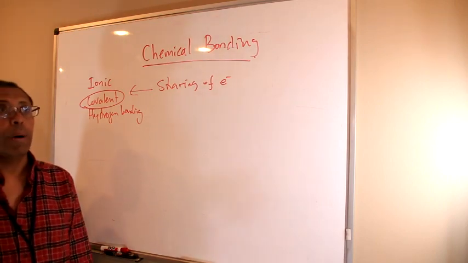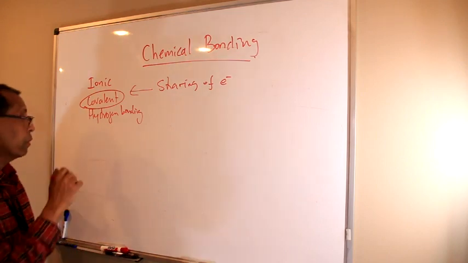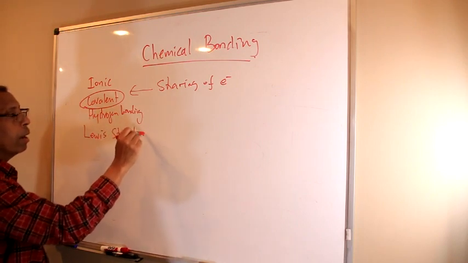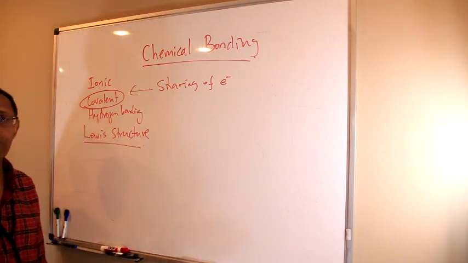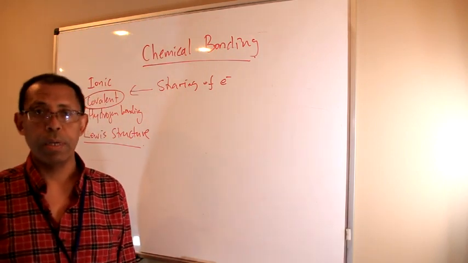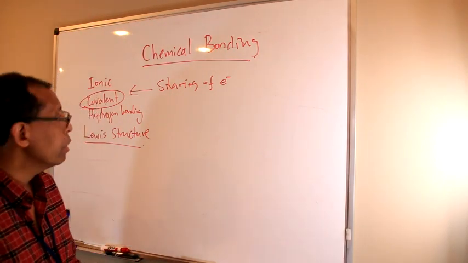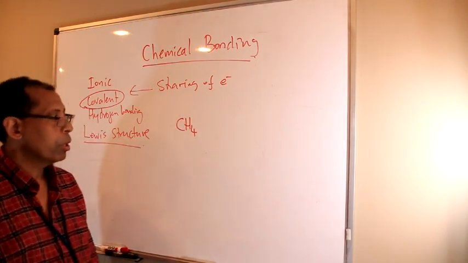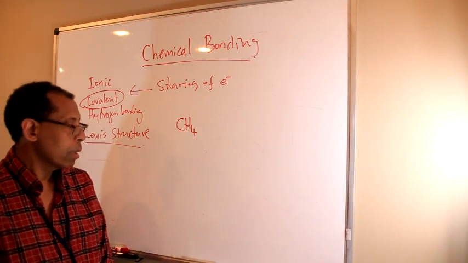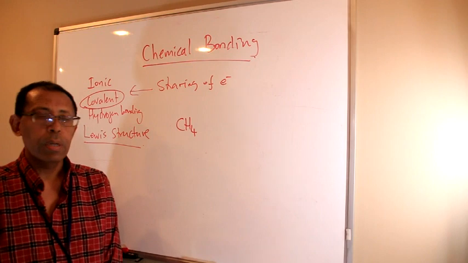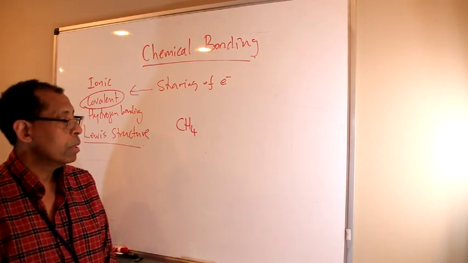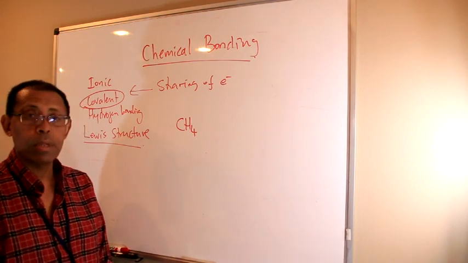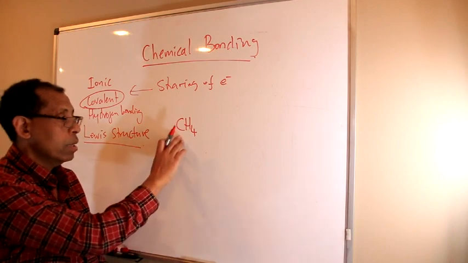But in organic compounds, there is what we call a Lewis structure, a concept where you account for the electrons that are actually involved in making the bond in that compound. For example, if we take methane, CH4, a small organic molecule, it has carbon and four hydrogens. In drawing a Lewis structure, you always need to know the central atom. The central atom here is carbon.